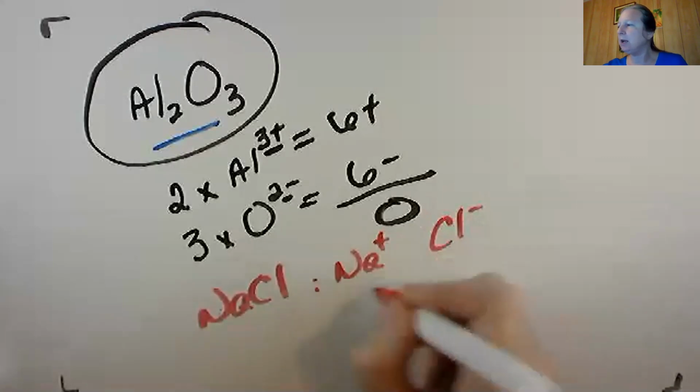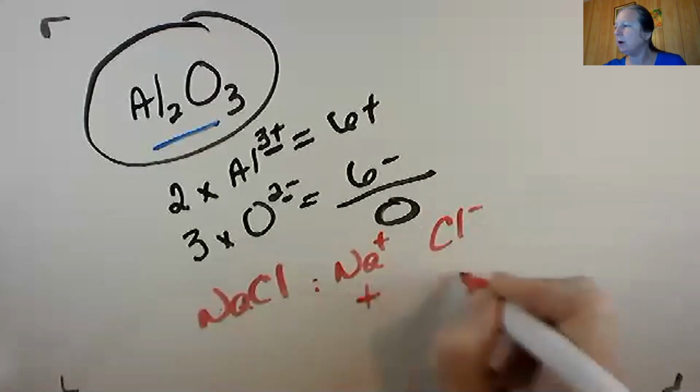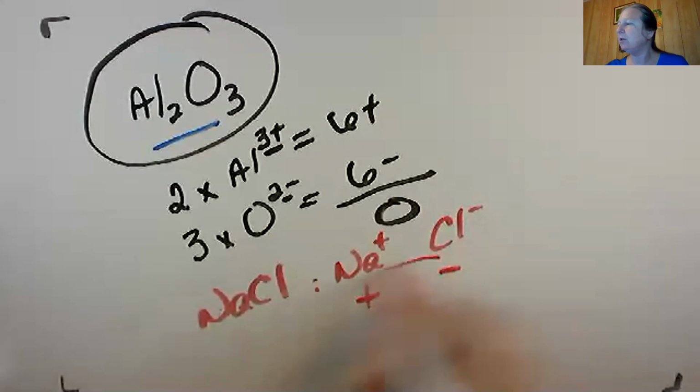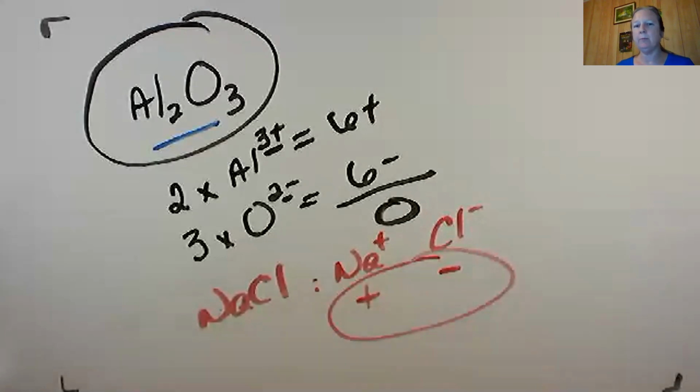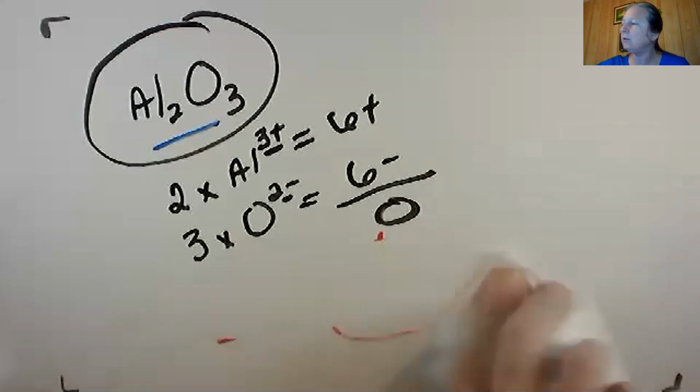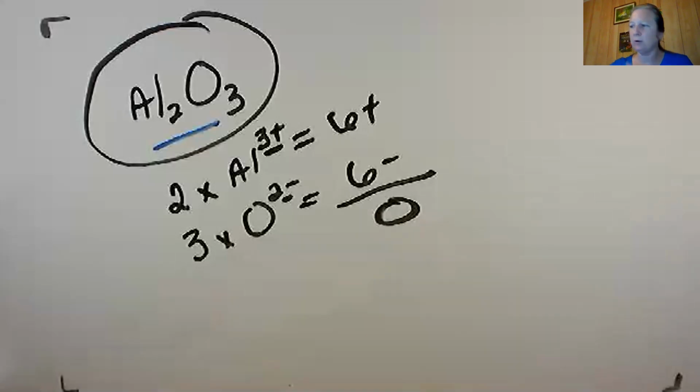So when they come together, you only have a 1 plus here and a 1 minus there, and that is going to give you a net 0. So that's why sodium chloride has a net 0. They have to perfectly balance each other out. Your positives and your negatives have to balance each other out. So a quick way to do this is the crossover.